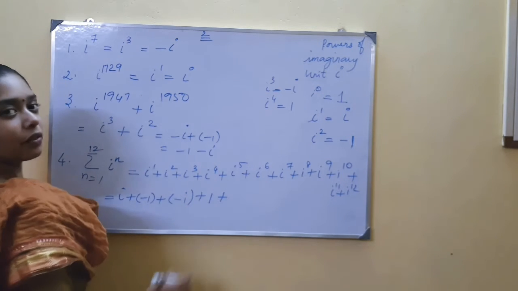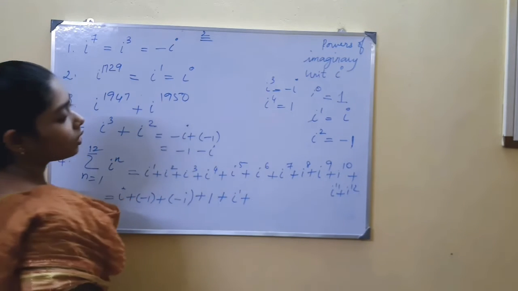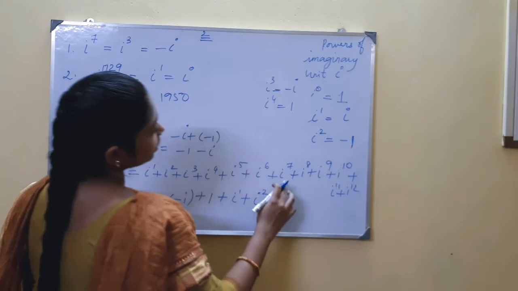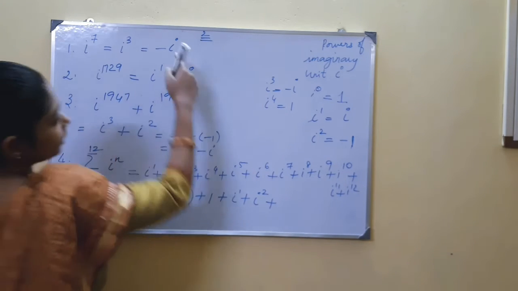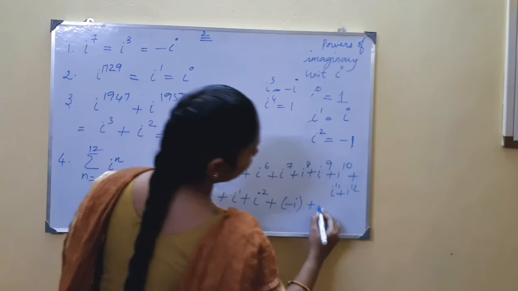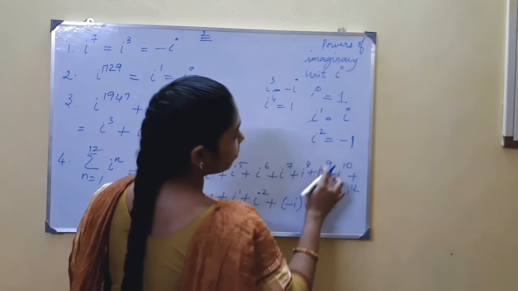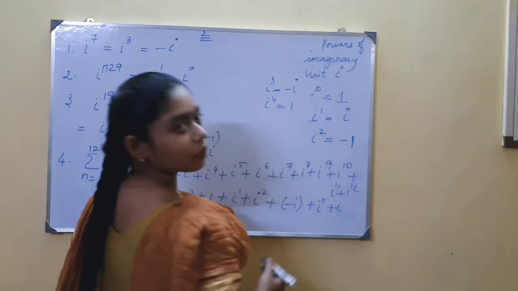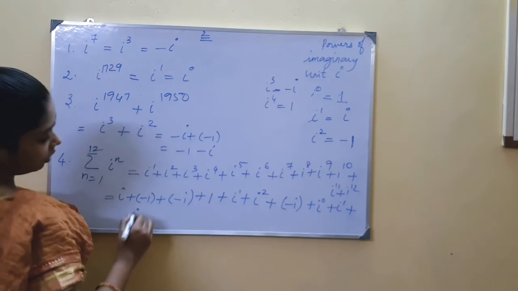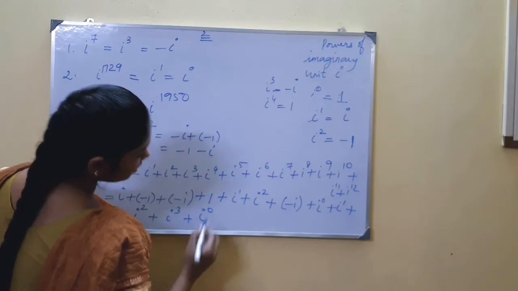So what is i to the power 5? If you divide that by 4 you will get remainder 1, so i to the power 1. What is i to the power 6? If you divide by 4 you will get i to the power 2. What is i to the power 7? You will get minus i. What is i to the power 8? You will get i to the power 0, because it exactly divides by 4 and gives remainder 0. What is i to the power 9? If you divide by 4 you are left with remainder 1. What is i to the power 10? Remainder is 2. i to the power 11, remainder is 3. i to the power 12, remainder is 0.